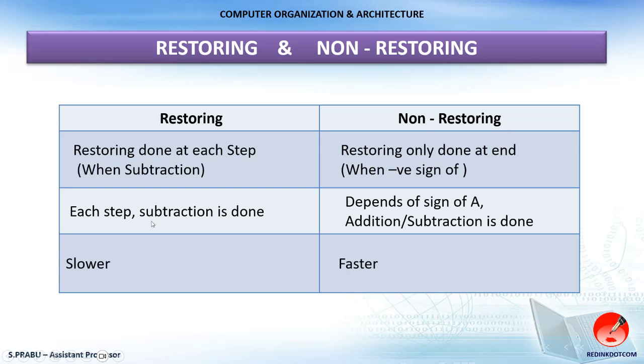In each step, depending upon the sign, we do either the addition operation or the subtraction operation. The restoring algorithm is slower because we do restoring in most of the steps. The non-restoring algorithm becomes faster because we perform the restoring only at the end, and only when the sign of the A register content is negative. So the non-restoring algorithm is considered the faster division.